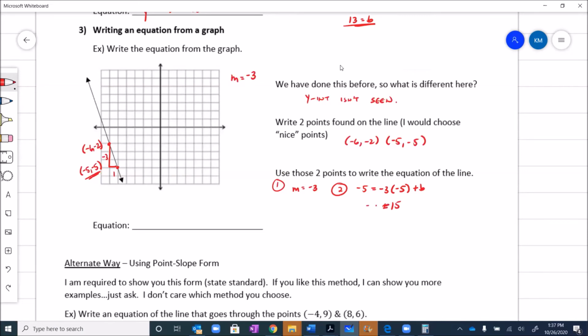Positive 15 plus b equals -5. Okay, and now to get 15 over, I need to subtract 15 from both sides. I get -20. So my y-intercept is -20, which makes sense. We said our y-intercept should happen somewhere down here, right? And so we have our slope, we have our y-intercept. Our equation then is going to be y equals negative 3x minus 20.